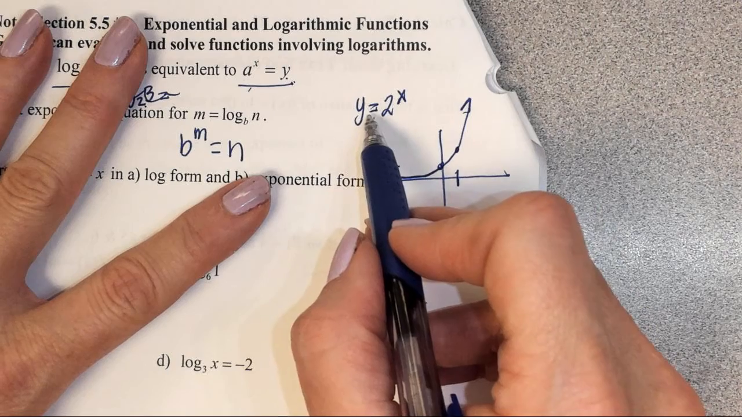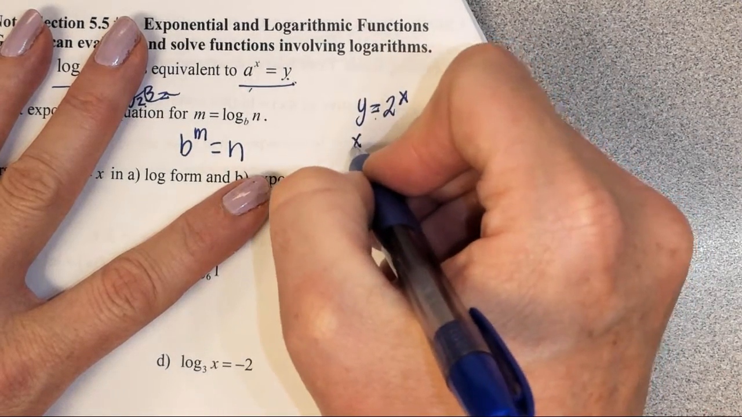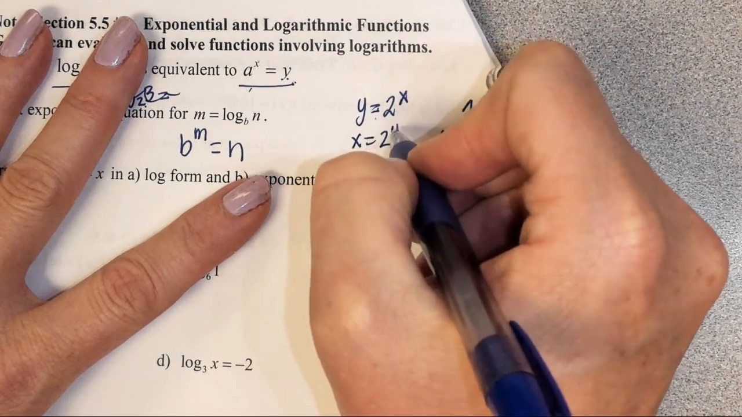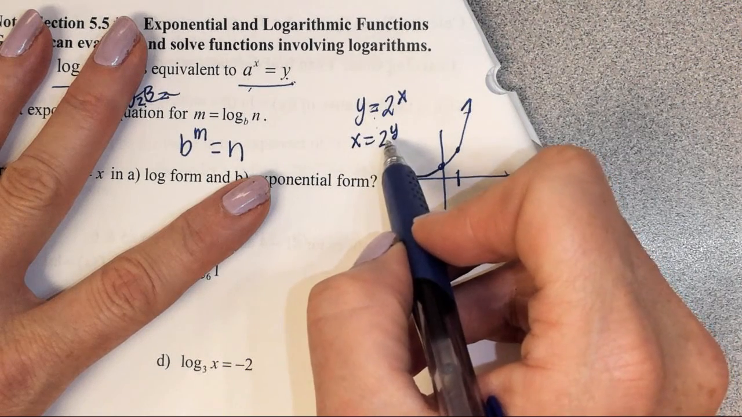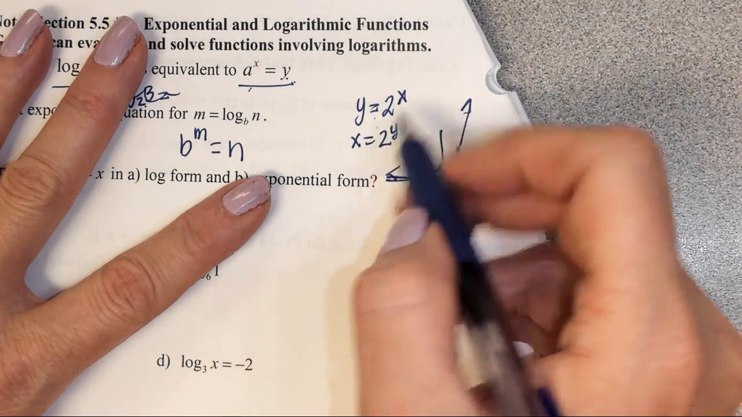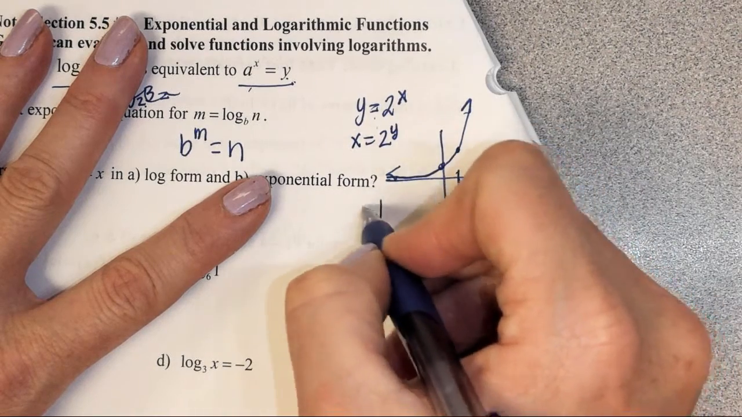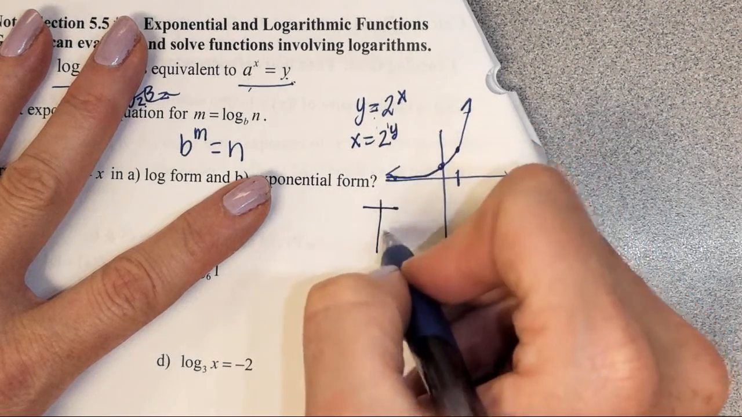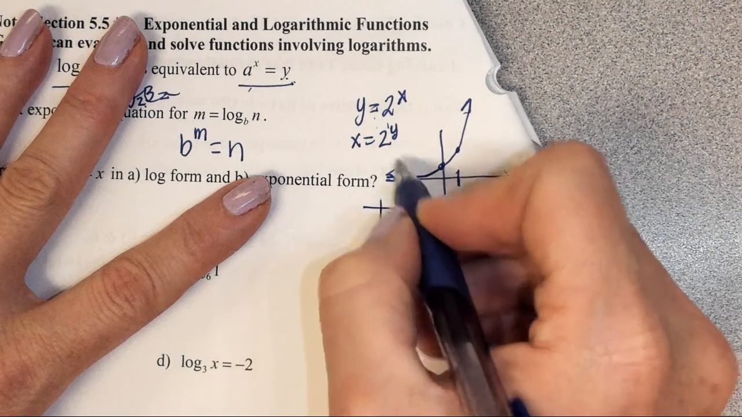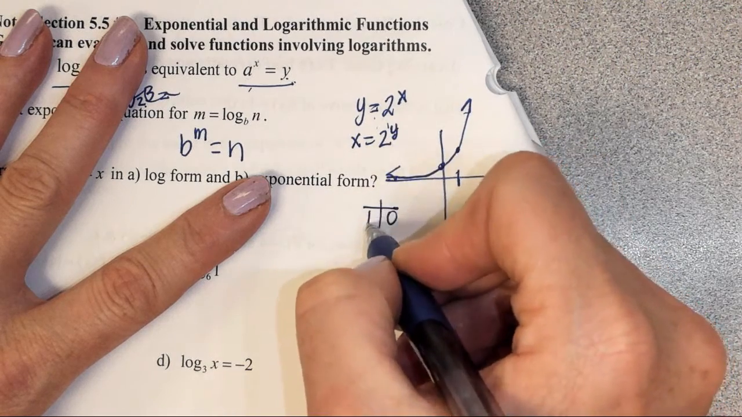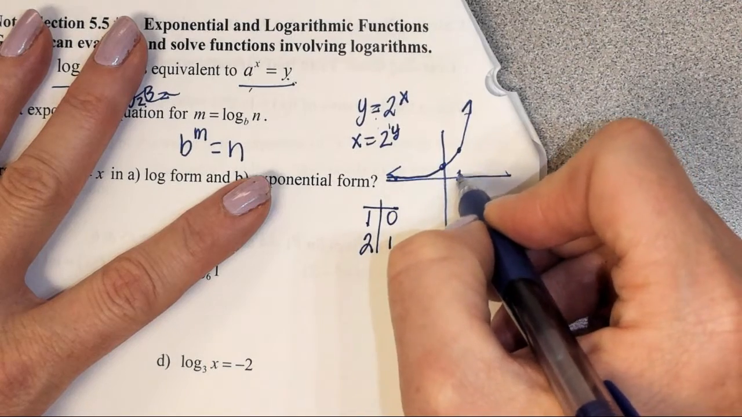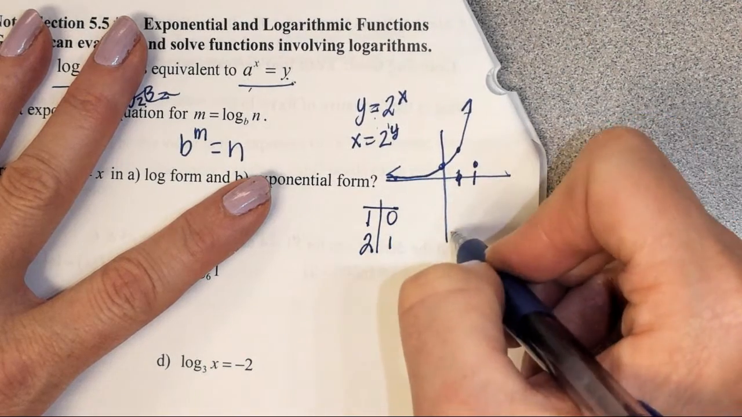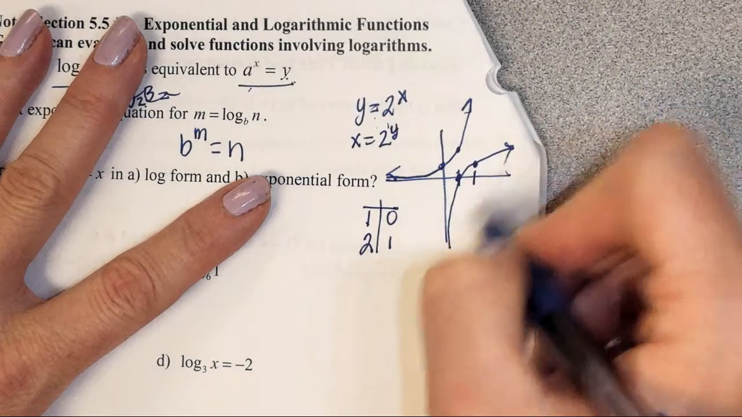If I wanted the inverse of this, then my y becomes x, and my x becomes y. I can't type that into the calculator, and it's kind of hard to work with this way. I could make a table of values, though. So I would plug in for y, maybe plug in 0 and 1. So 2 to the 0 would be 1. 2 to the first would be 2. So now my key points are going to be (1, 0) and (2, 1). And so this is the way this function looks.